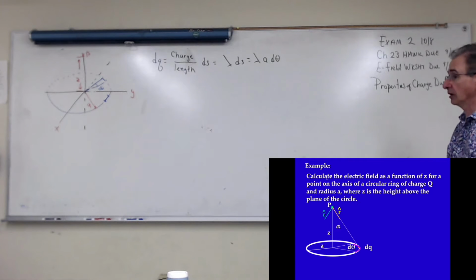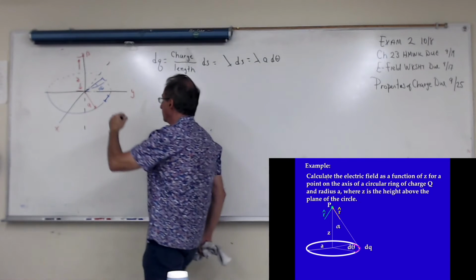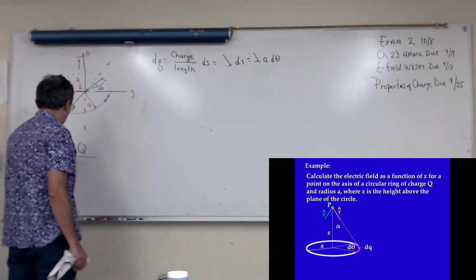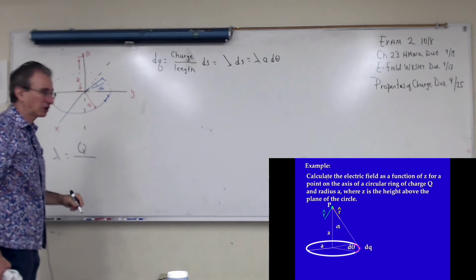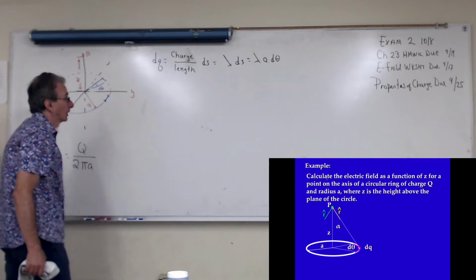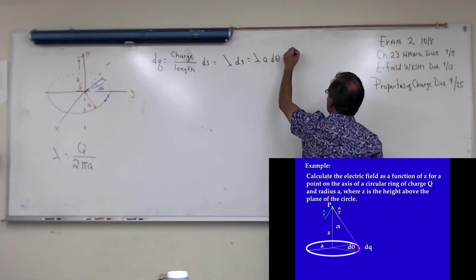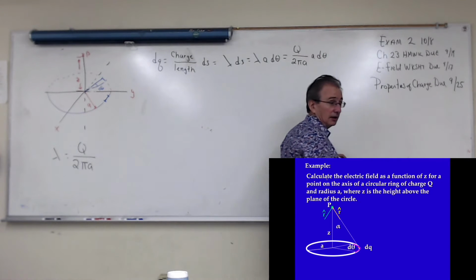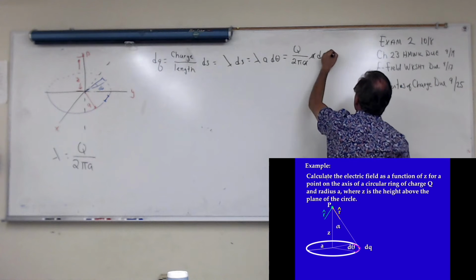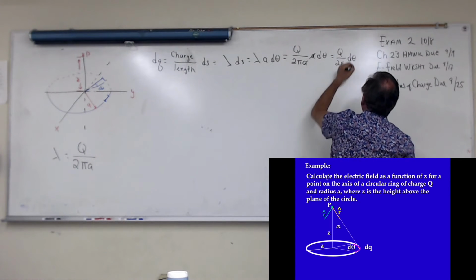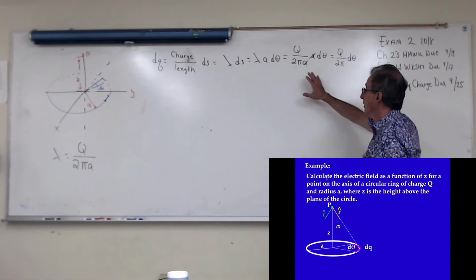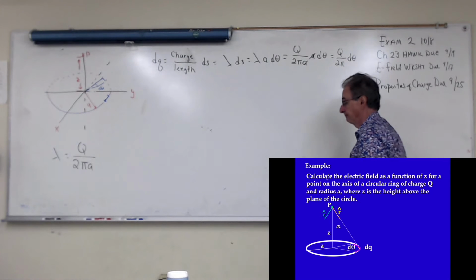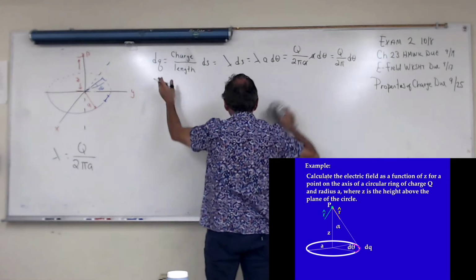Now, what's the charge per unit length? If the charge is uniformly distributed around the ring and the total charge is Q, isn't it true that the charge per unit length is Q over whatever the length is? What is the length of that circle? Well, it's the circumference. And so I'm going to write this as Q over 2 pi A times A d theta. And then I cancel out my A's. And if you notice, if I integrate my dq from 0 to 2 pi, I get the total charge Q. So I have dq is Q over 2 pi d theta.